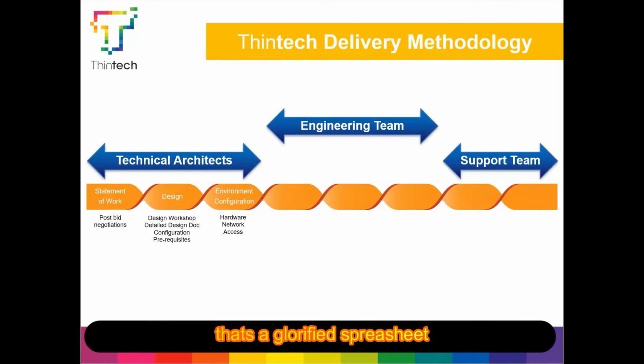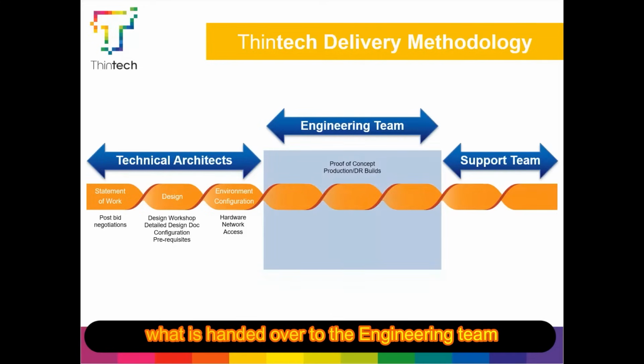For us, that's a glorified spreadsheet. But what he would do is they form part of the blueprint, and he can pre-populate that, including host names, IP addresses, and every component that needs to be built out. So this is all bundled up in a statement of works, a low-level design, and a CMDB, and this is what is handed over to the engineering team for the delivery. So think of that as being the blueprint.